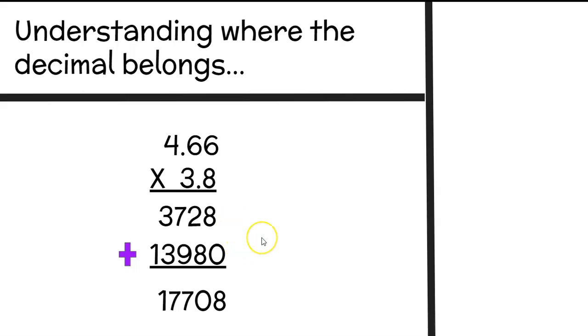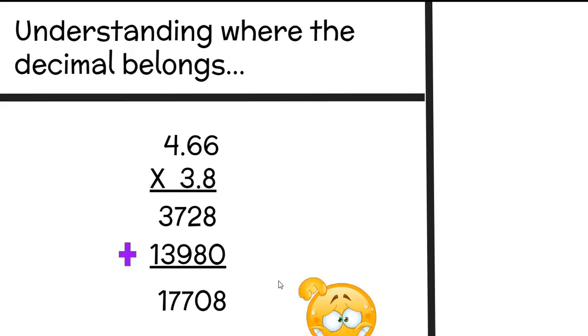That is one way that you can do it, but we're not going to do it this way for this video. And then I get my second partial product, which is when I multiplied 4 and 66 hundredths by 3. I add these together just like any whole number multiplication. And now what do I do?